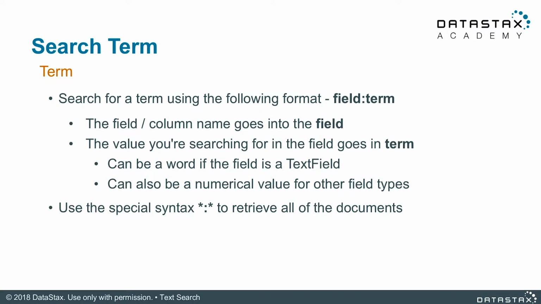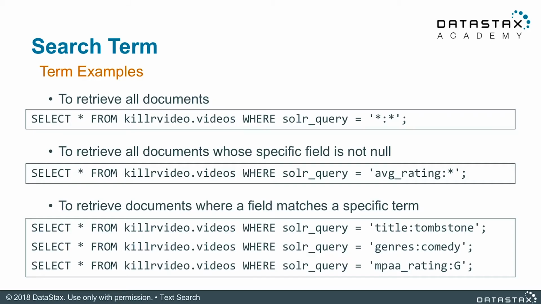There's special syntax that can be used to retrieve all of the documents. Star: what this denotes is search for any value in any column. Looking at some examples, if we want to retrieve all the documents, we use this special notation. We could also retrieve documents where the fields aren't null, as well as searching for documents where a field matches a specific term.